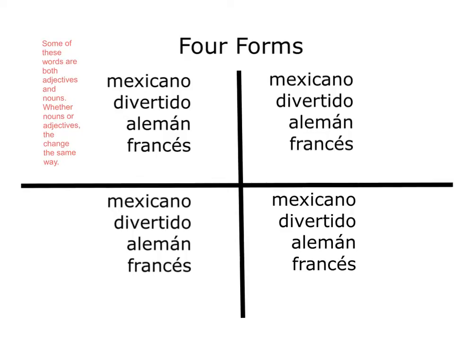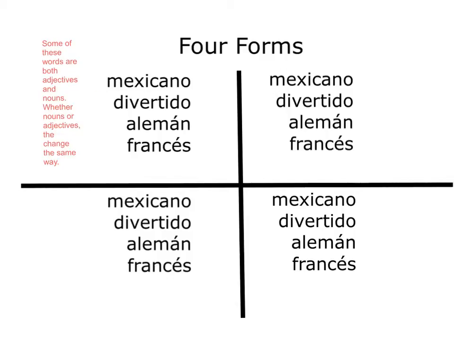Most adjectives in Spanish have four forms. They have masculine singular, feminine singular, masculine plural, and feminine plural. And those forms have to change to agree with a person. So if my professor is Mexican and he's a man, I'll say un profesor mexicano.